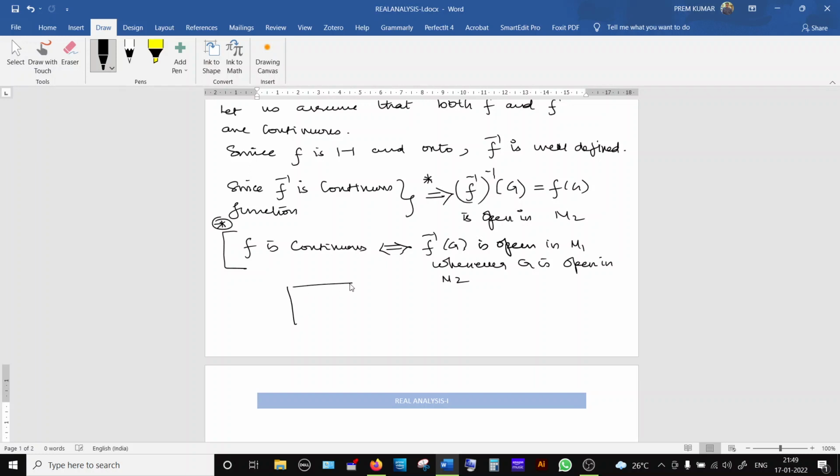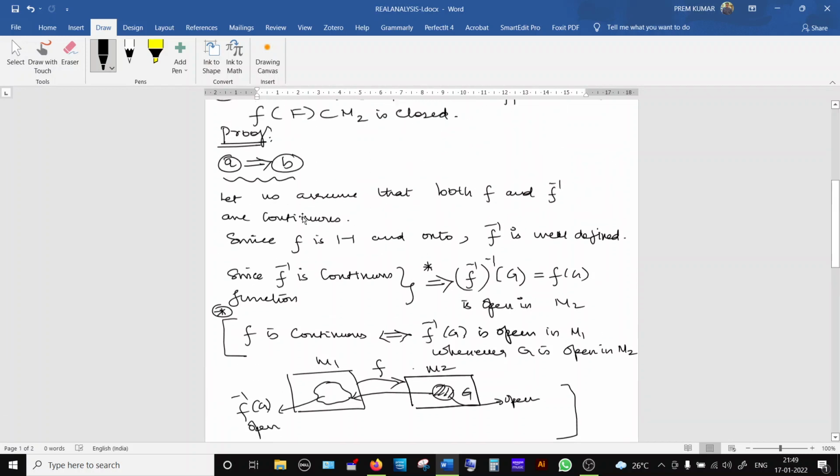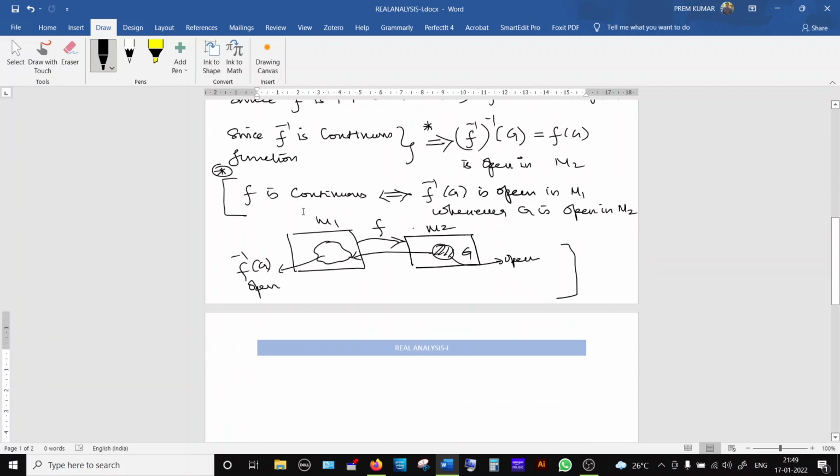Suppose this is the metric space M1 and this is the metric space M2. The function is continuous if and only if, whenever we take an open set G here, the inverse image under the mapping, f inverse of G, is also open. This is a theorem we already proved. We are going to use the same theorem, but instead of the function f, we are going to use f inverse.